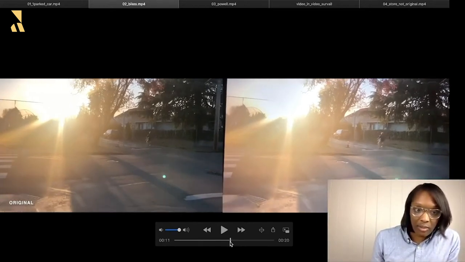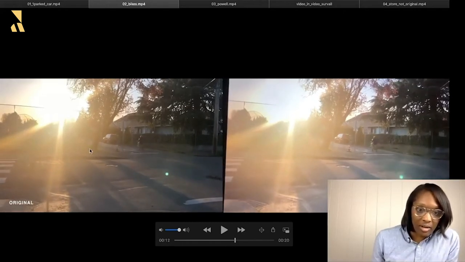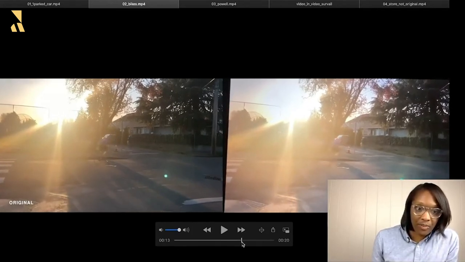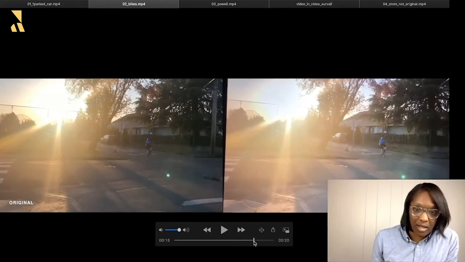Let me see if we can play it again. You can see him here, and then you can also see him here. If you pay close attention, you can see him still here, but in this footage, he's pretty much disappeared. If you were watching closely, you could still see him here, and then he disappears behind a tree.